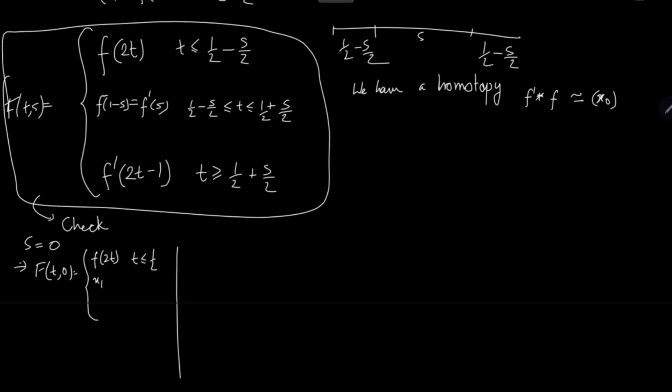x1 equal to f of 1 equal to f dash of 0 at t equal to half, and this would be f dash of 2t minus 1 if t greater than equal to half. And if s is equal to 1, so this is just equal to f dash star f at t.